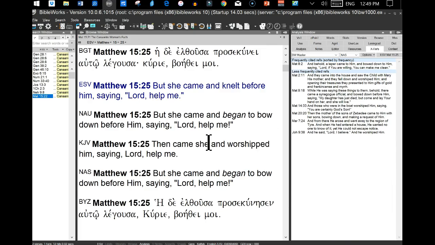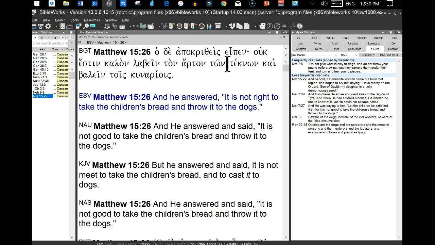She came and knelt before him. And those of you who've had Greek, what is this word normally? Proskuneo. What's it related to? Worship. In fact, the root of it is to do the dog, right? Kuneo. You ever seen a dog just crawl up and just totally submit? That's what this woman was doing to Jesus. Kurie, boethei moi, help me.